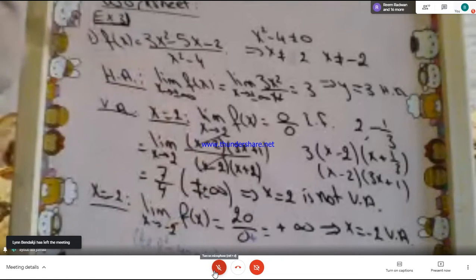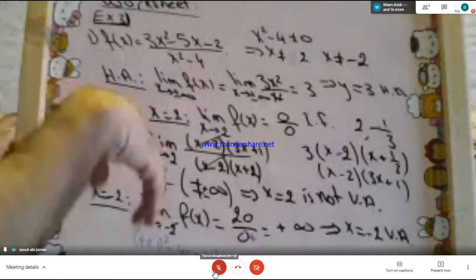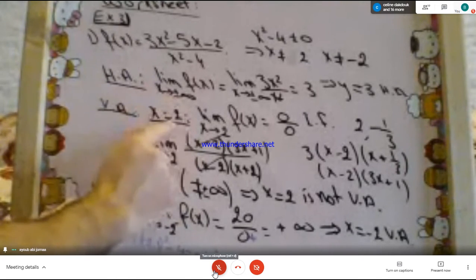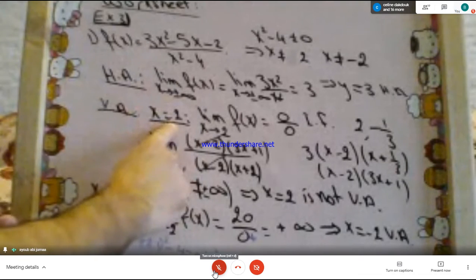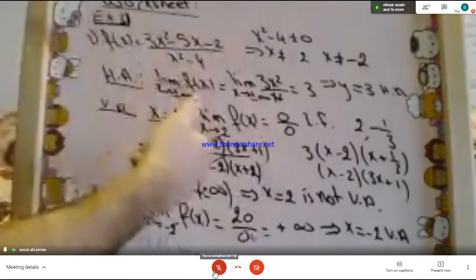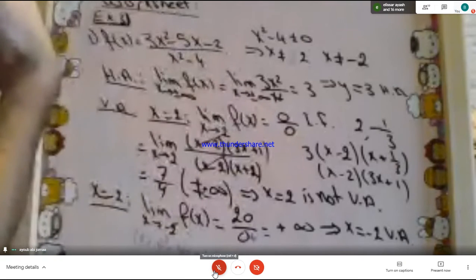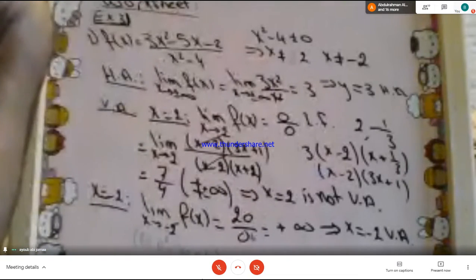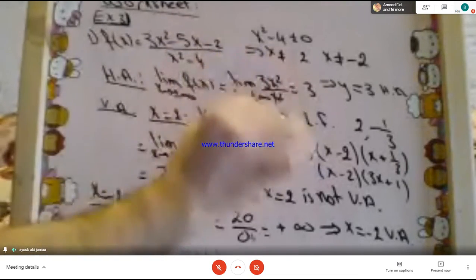7 over 4 is not infinity. So I can't say that the line of equation x equals 2 is a vertical asymptote. Because x equals 2 is a vertical asymptote only if the limit at 2 is infinity. Here the limit at 2 is not infinity, so the line of equation x equals 2 is not a vertical asymptote. In fact, it will be a hole in the graph.